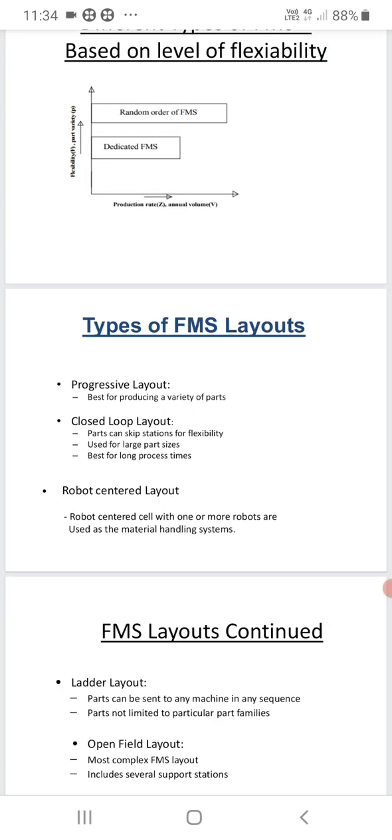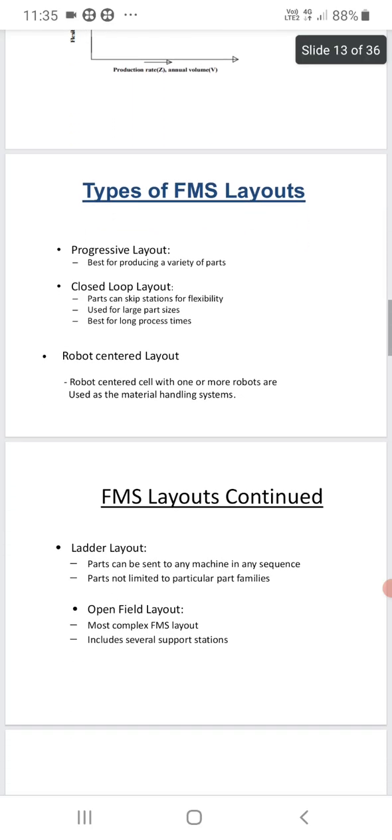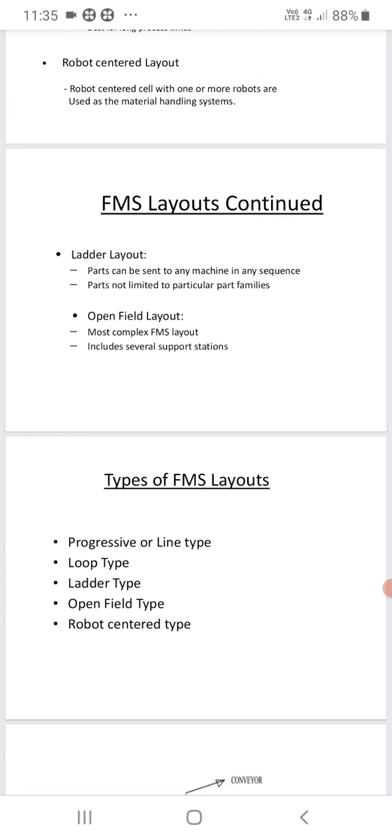And flexible manufacturing system layout consists of a large number of machines or a smaller number of machines, open loop system and closed loop system also. It is also available in the form of inline and robot centered types. Robot control system means this robot will control all the machines in all the directions.